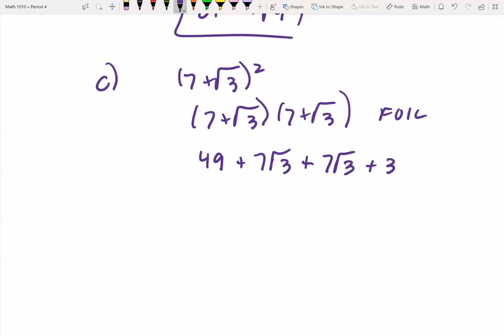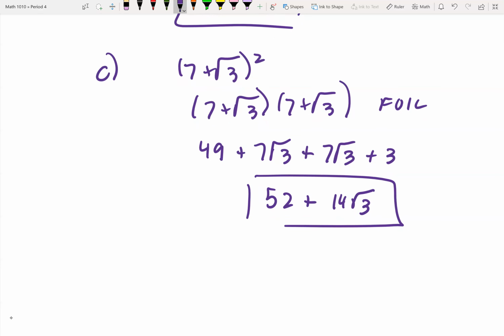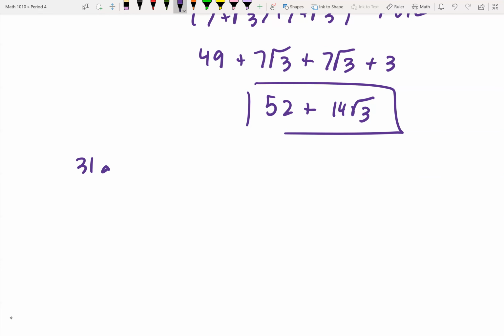Square root of 3 times the square root of 3 is 3. 49 plus 3 is 52. Plus 7 square root of 3 times 7 square root of 3 is 14 square root of 3. There's your answer.